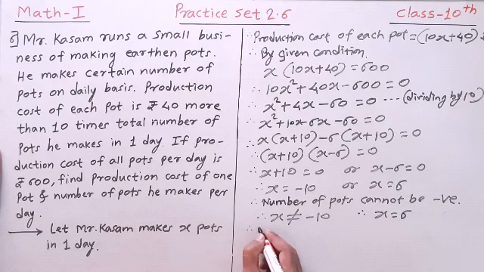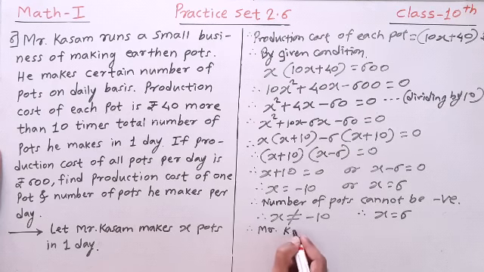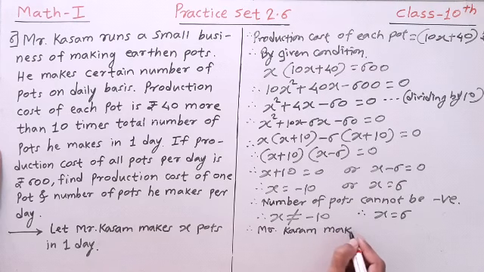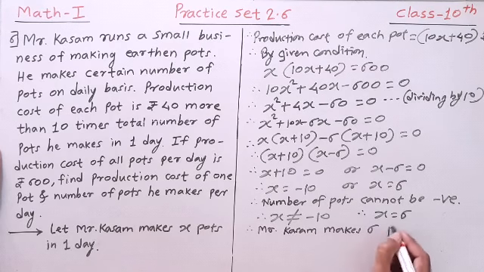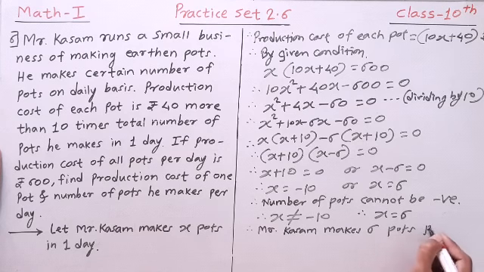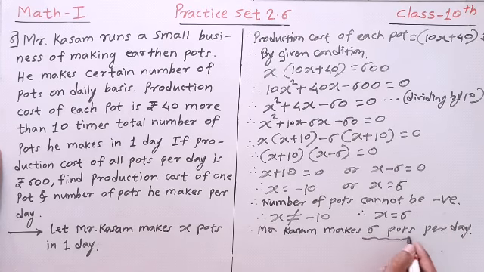So we can write here, Mr. Kasam makes 6 pots per day. This is one answer, 6 pots.